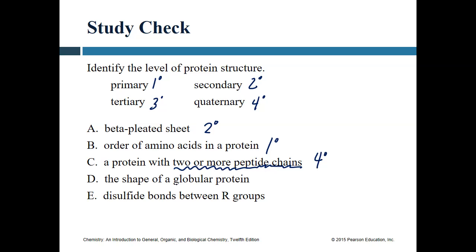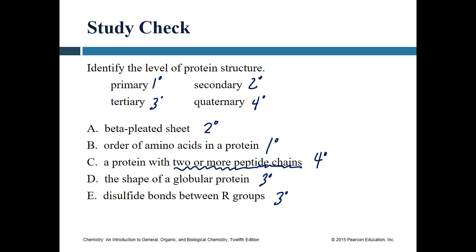The shape of a globular protein, well, on its own would be tertiary. If we had multiples brought in, that could make a case for quaternary as well. Disulfide bonds between R groups, definitely tertiary.